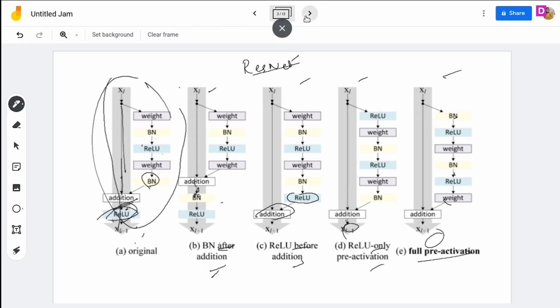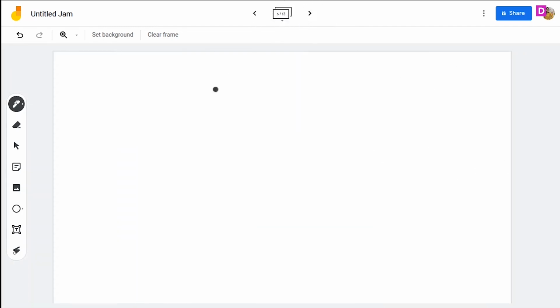So that is it. In the next class, we will talk about something known as transfer learning.